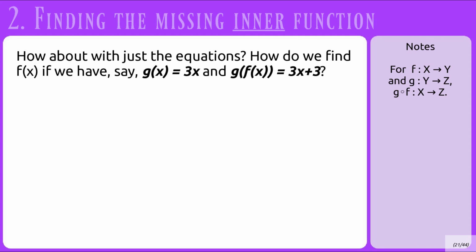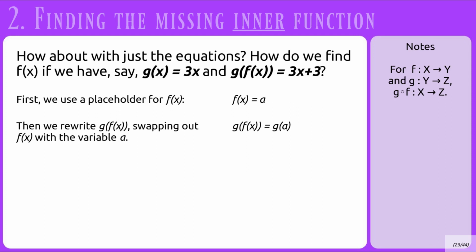How do we find f of x if we have, say for example, g of x is 3x, and g of f of x is 3x plus 3? First, we use a placeholder for f of x, so we can say f of x is equal to a. Then, we rewrite g of f of x, swapping out that f of x with a. With g of a, we can plug a into 3x in the g function.